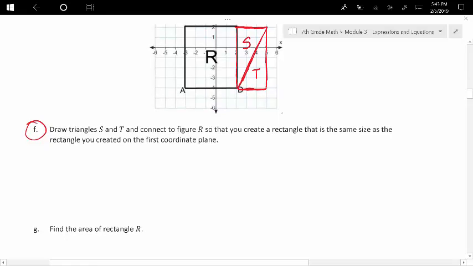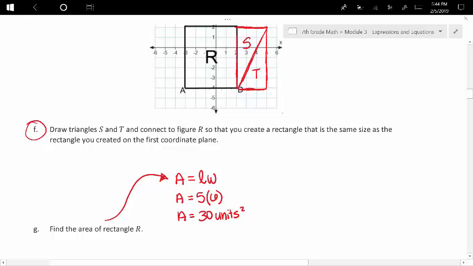It says find the area of rectangle R. So to find area of a rectangle, we always start with A equals base times height. Or actually, for our rectangle, we'll do length times width. That's better. So our length is 1, 2, 3, 4, 5, and our width is 1, 2, 3, 4, 5, 6. So the area for R is 30 units squared. And so let me label this because I have it actually up here. That is area of R, okay?